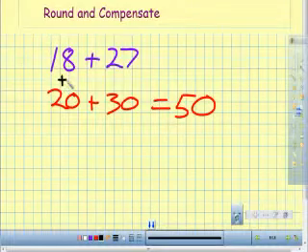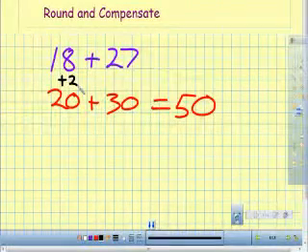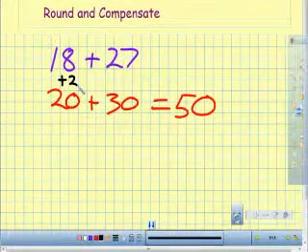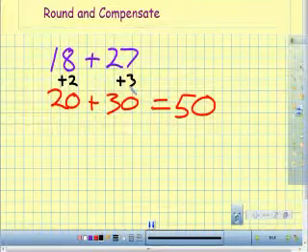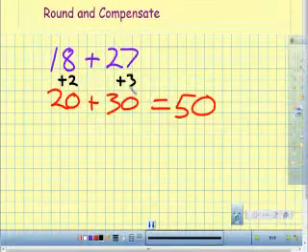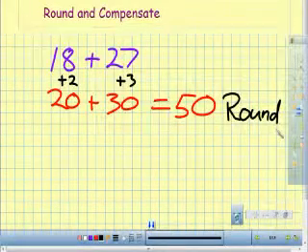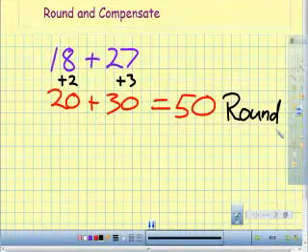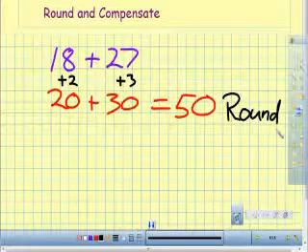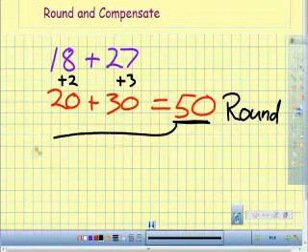The key is to think about how much did I round it up by. Well, here I rounded up by 2. I went from 18 to 20, so it was 2. And here I rounded up by 3. So this part we could call our rounding part. There, we've done our round. So what I need to do now is take this, put it here.